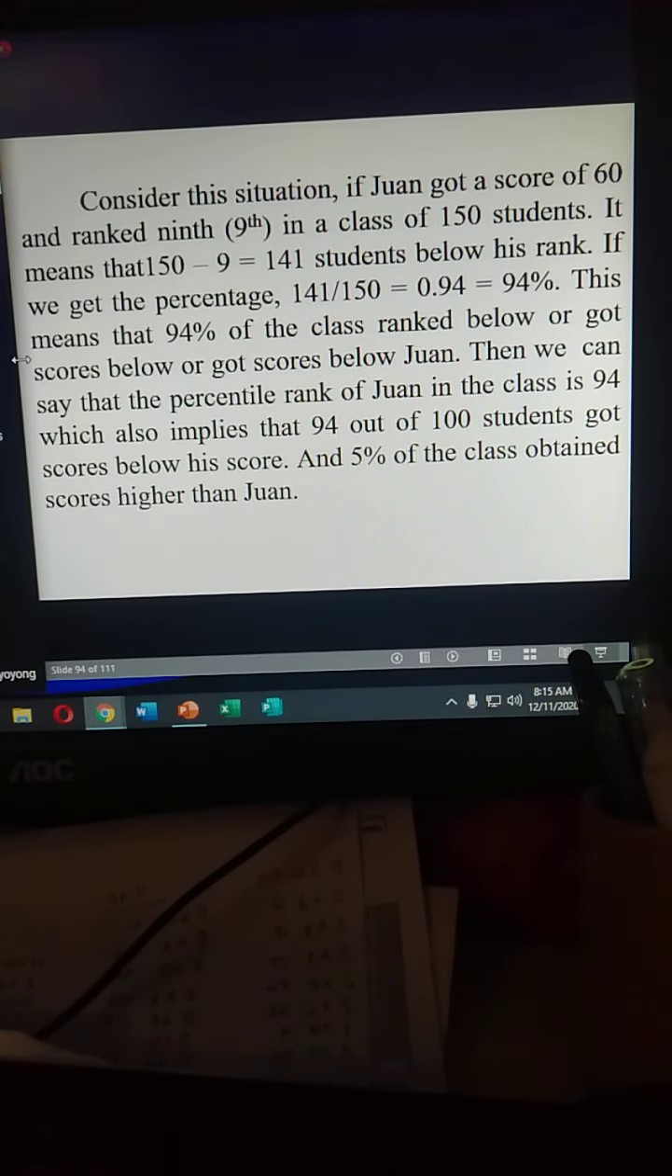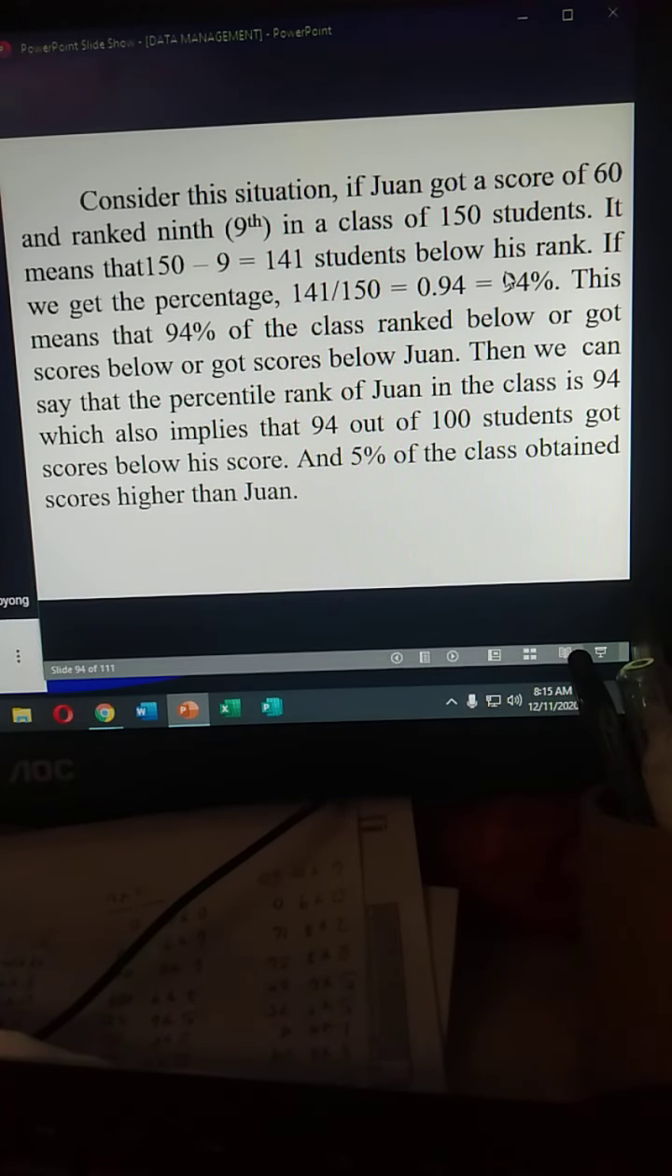Okay, that's it. That is the scenario of that example. So, 94% of the class got a lower score than Juan, and 5% of the class got a higher score than Juan. Also, we have another example.